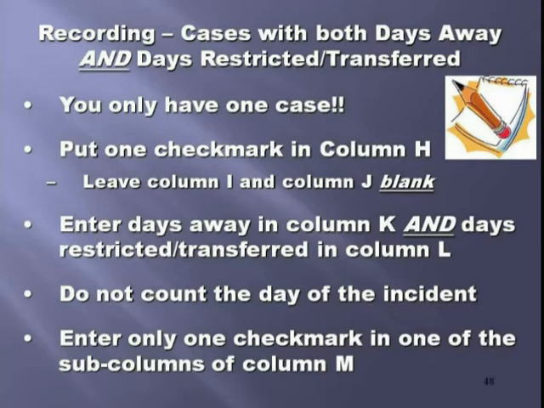In a situation where there's one or more days away from work, regardless of the number of days of job transfer, you would put a check mark in column H and leave columns I and J blank. You would enter the number of calendar days away in column K, and then you would enter the number of calendar days of job transfer and restriction in column L. You do not count the day of the incident, and then you would enter one and only one check mark in one of the subcolumns of column M.